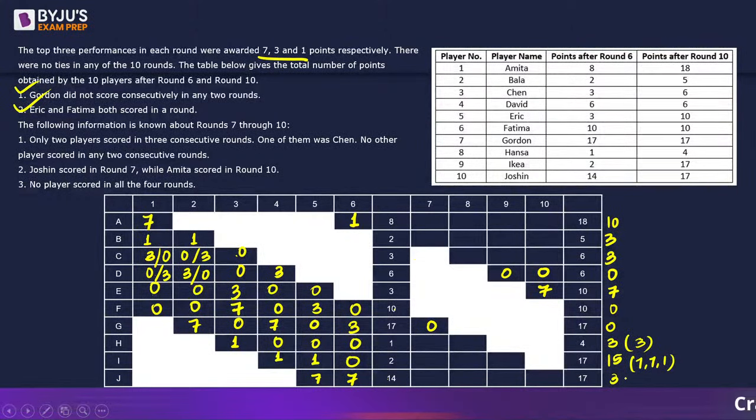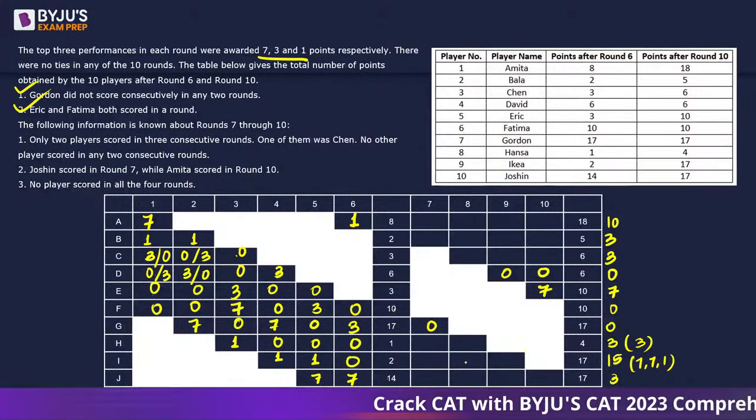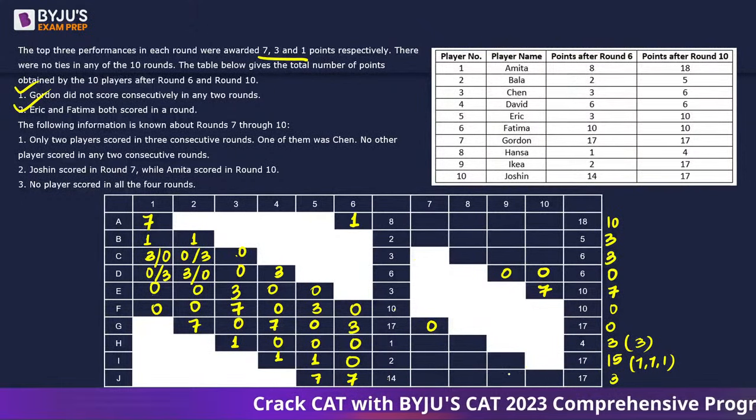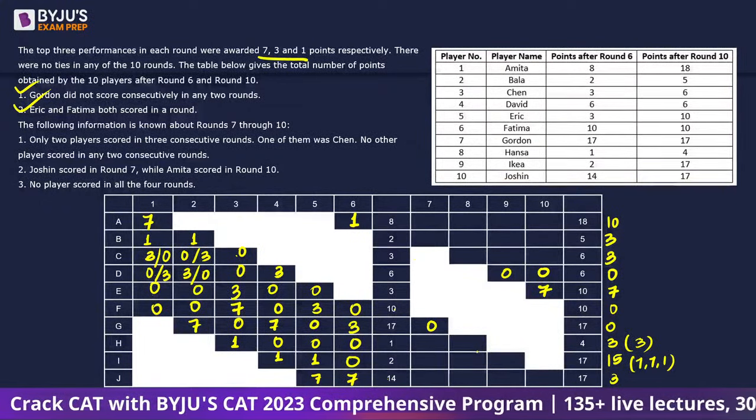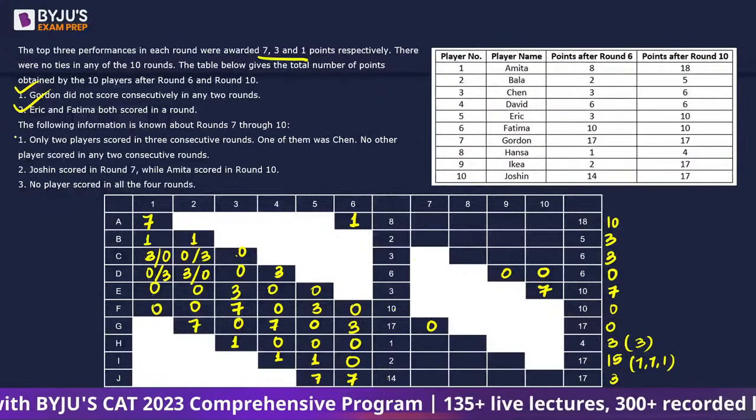Okay. We don't know what to fill first. 7, 7, 1 will go in for I, or where should I put a 3 for H? Let's reuse the additional statements here.